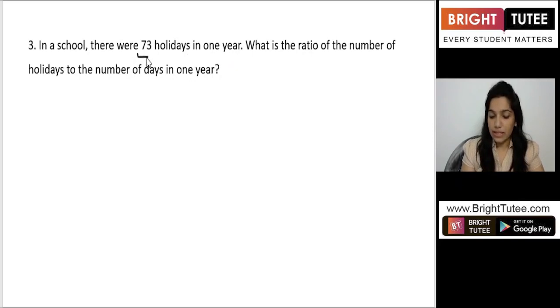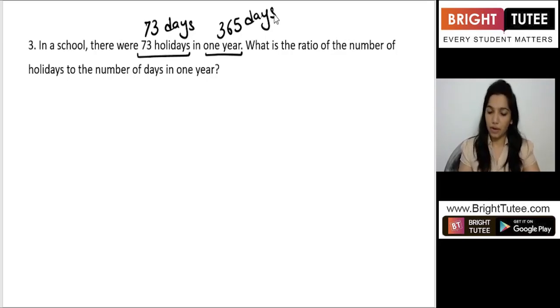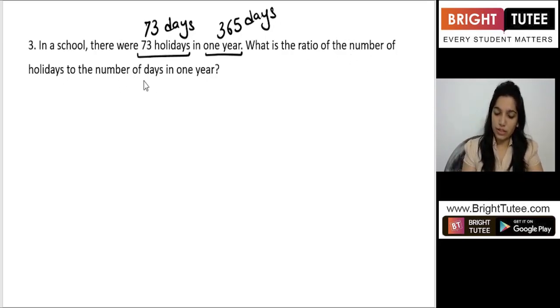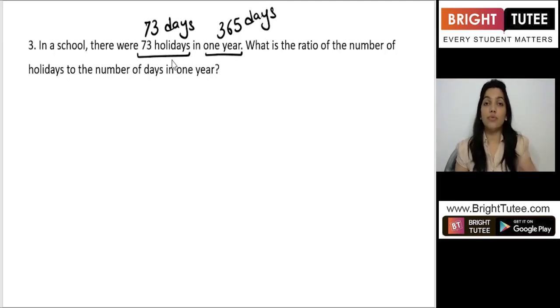Okay. Moving ahead, here it is given that in a school there are 73 holidays in 1 year. Okay, 73 holidays means that there are 73 total days, right? And 1 year has got how many days? Let us assume that this is a normal year, so 365 days. We are assuming that this is not a leap year. What is the ratio of the number of holidays to the number of days in 1 year? Clearly, as we have written here, 73 holidays means that 73 days you have got for holidays. Out of how many days? Out of 1 year, which has got how many days?